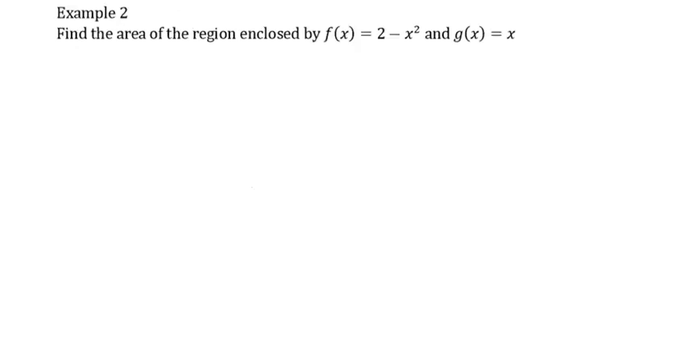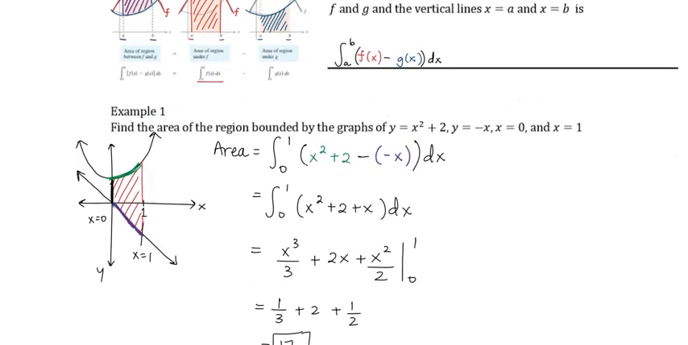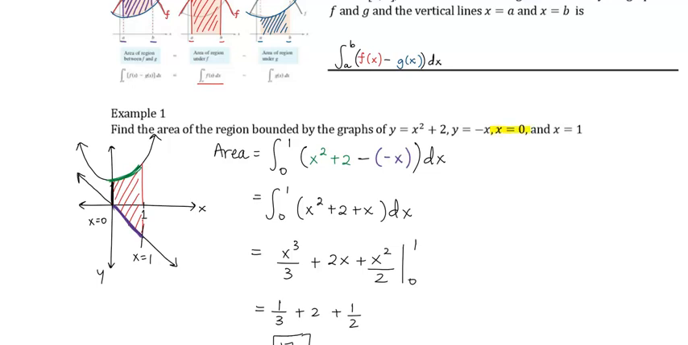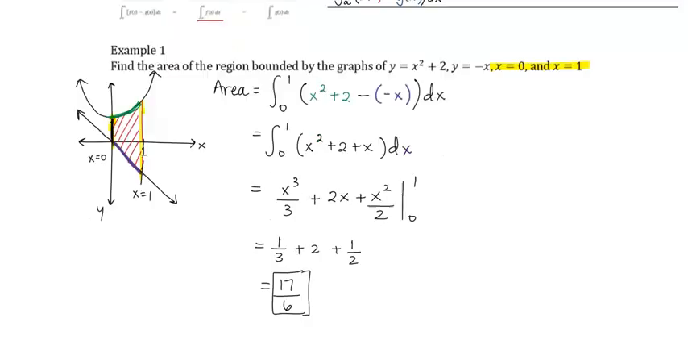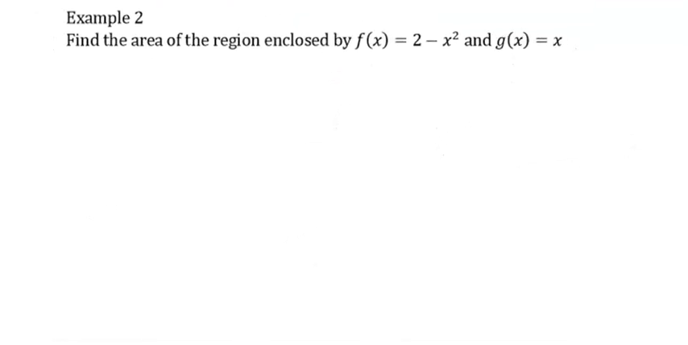In our second example, we again have two functions for which we want to find the area of the region enclosed by them. Notice that in this example, we are not given two vertical lines. Back here, we were given two vertical lines of x equal to 0 and x equal to 1. We're not given those lines here, so let's first take a look at what this region looks like so we can start to figure out what the limits on our integral will be.